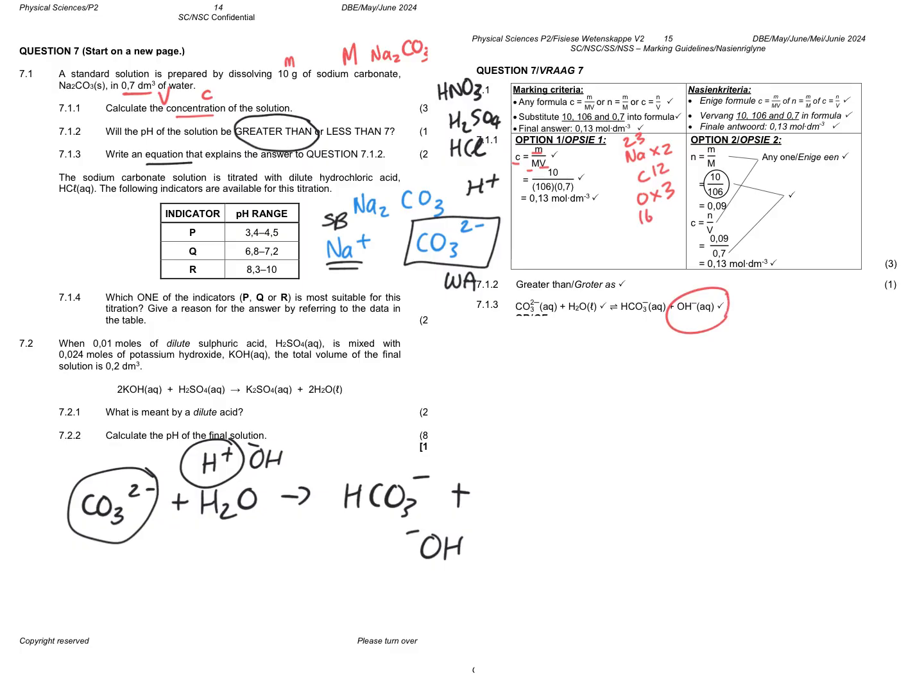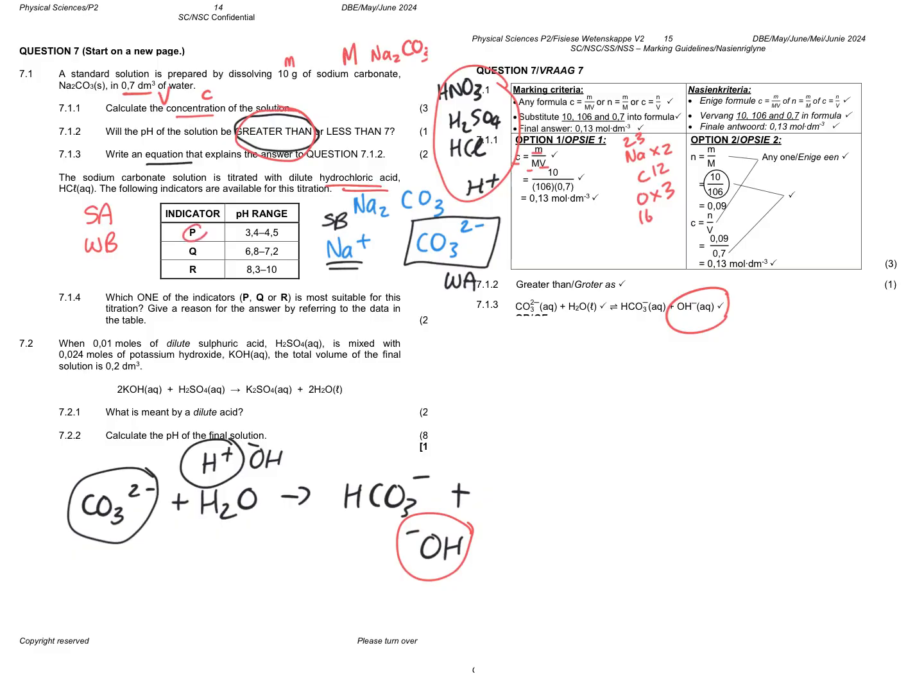Then 7.1.4, they say the sodium carbonate solution, which we now know has a pH of greater than 7, so it's a base, is titrated with dilute hydrochloric acid. So we know that the sodium carbonate is a base, and we know that hydrochloric acid is a strong acid, because it's one of our strong acids. So that means we have got a strong acid with a weak base. Sodium carbonate is a weak base. And so that means strong acid, weak base.